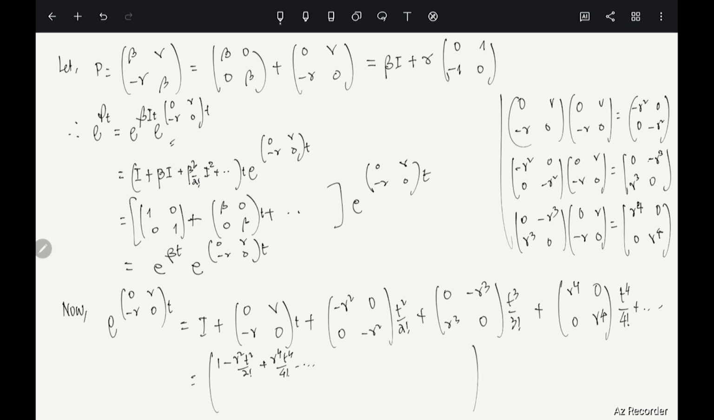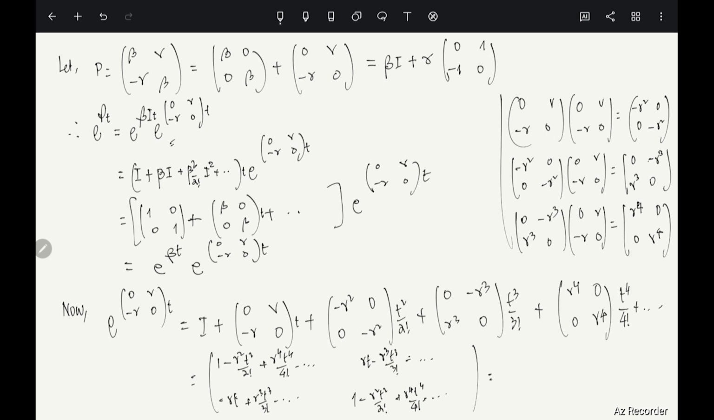What is the first row second entry? The first entry is gamma t, and from here minus gamma cube t cube by 3 factorial, and it goes on like this. And what about the entry 2 1? It is minus gamma t plus gamma cube t cube by 3 factorial, minus, it goes on like this. And what is the entry 2 2? It is 1 minus gamma square t square by 2 factorial plus gamma to the power 4 t to the power 4 by 4 factorial, and it goes on like this, right?